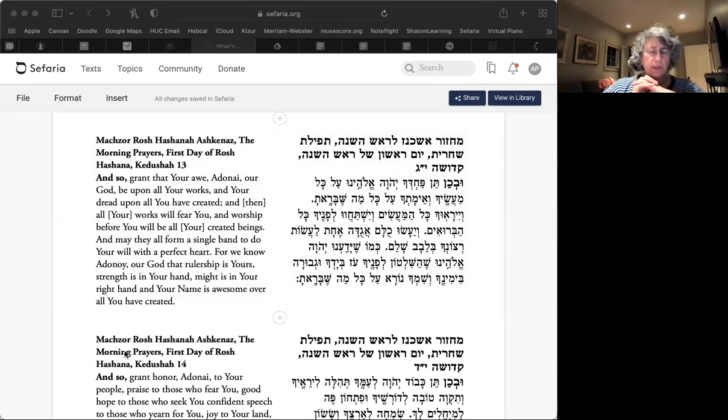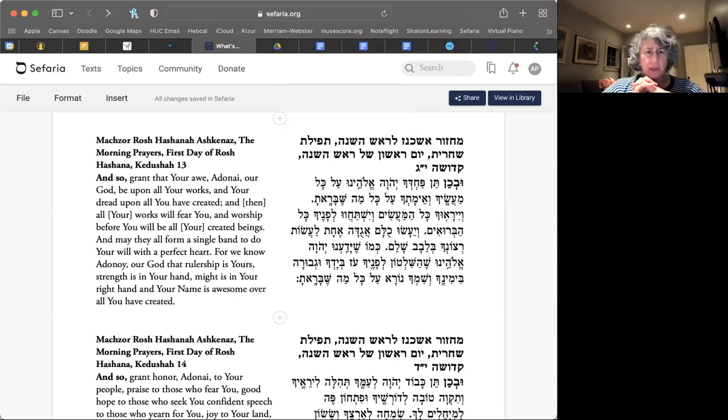By the way, that was really nice, Bob. The way this is translated in the capitalization, it says, grant that your awe, so that would be Adonai's awe, his awe, be upon all of his works. So if I'm reading this properly, and you asked about literary devices, that would be he would be in awe of the works that he created. Not in that phrase that his works are in awe of him. And his dread, your dread, upon all that he has created, right?